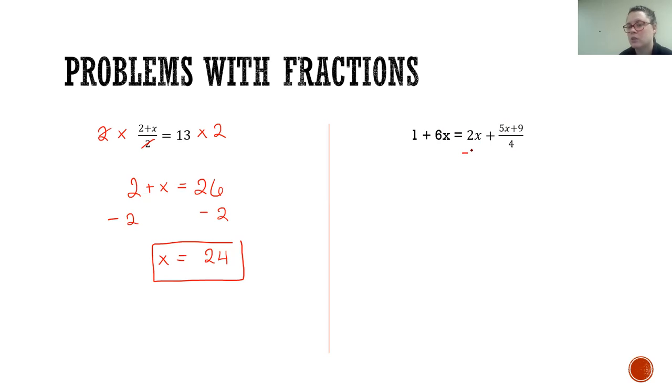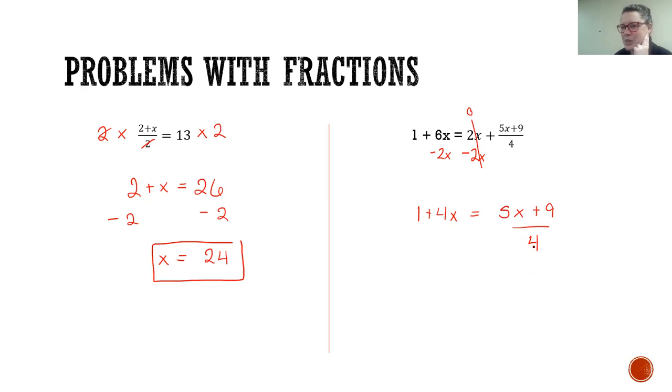So I could move this 2x because I can subtract. And that's going to leave us with 1 plus 4x equals, now this has gone to 0, so we just made it a little bit simpler. We got rid of one of the ugly pieces, 5x plus 9 divided by 4. Well, that looks a little bit better. That's looking a little bit like what we had before.